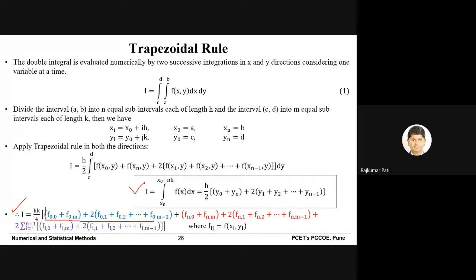So here you can see F00 is the first part. We can compare it with y naught. F0m can be correlated with yn, and the 2 into the bracketed term can be correlated with the last part of the traditional equation. And here you can see we are keeping the value of x constant and we are varying the value of y. So the initial value of y will be 0, then m, then 1, 2 up to m minus 1.